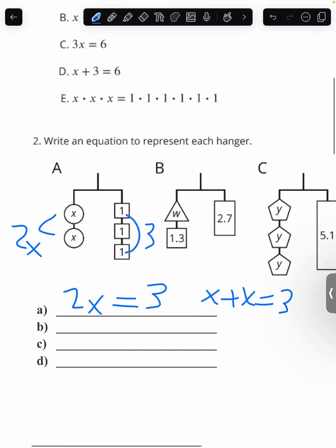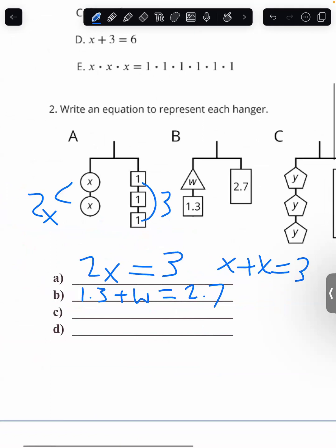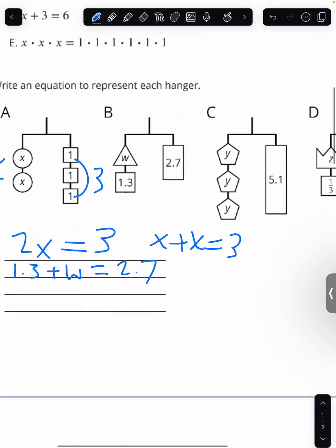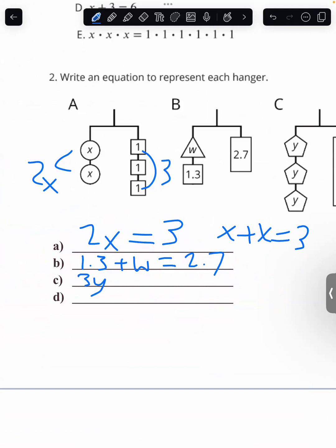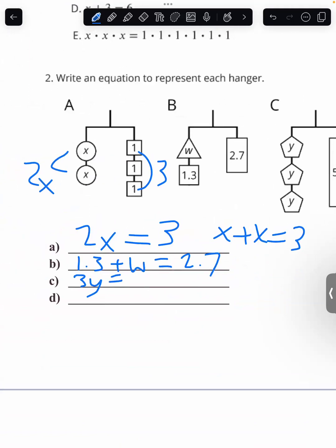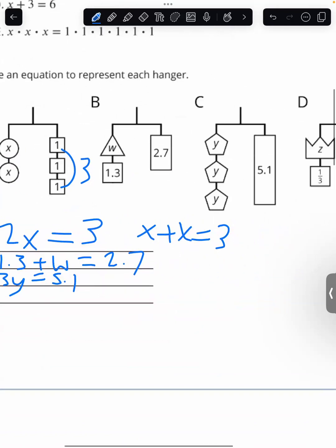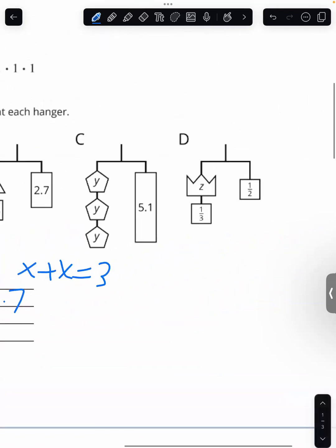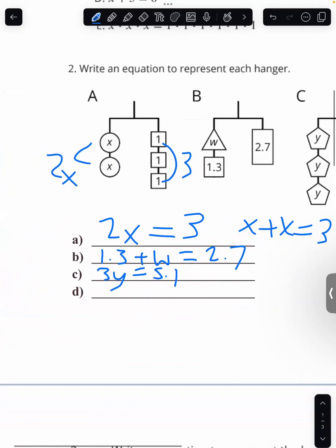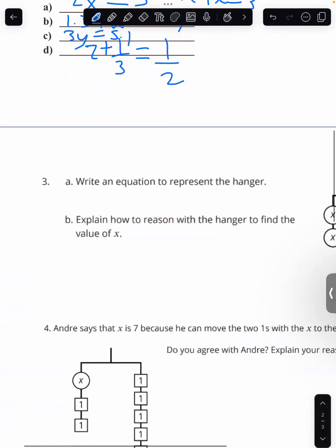Second one, we got 1.3 plus w equals 2.7. Or you could have said w plus 1.3 equals 2.7. Here we got 3 y's, or y plus y plus y equals 5.1. And on D, we have z plus 1/3 equals 1/2.